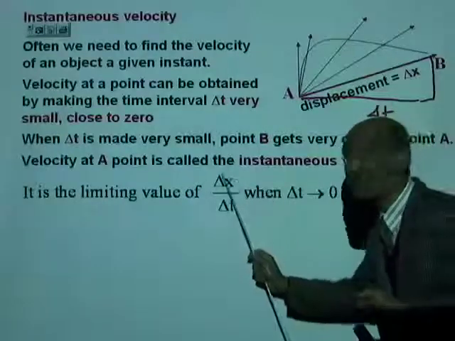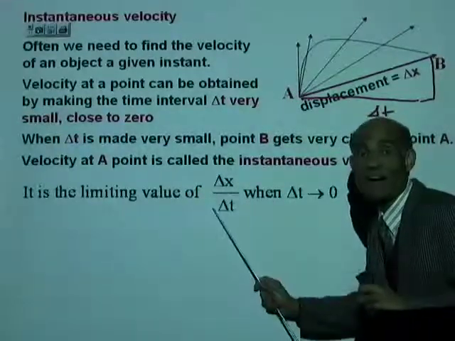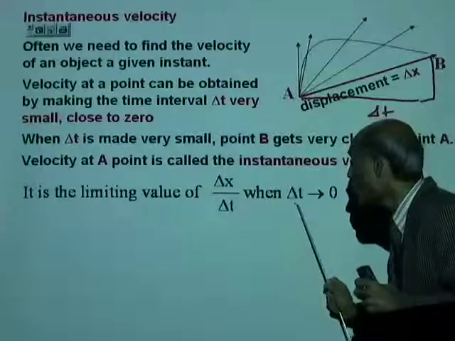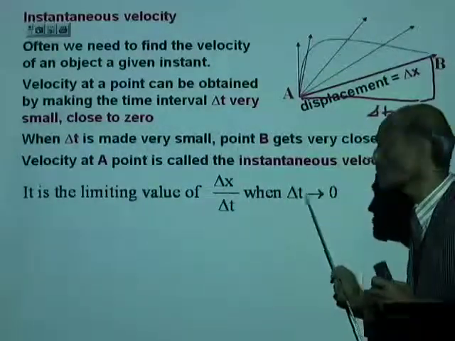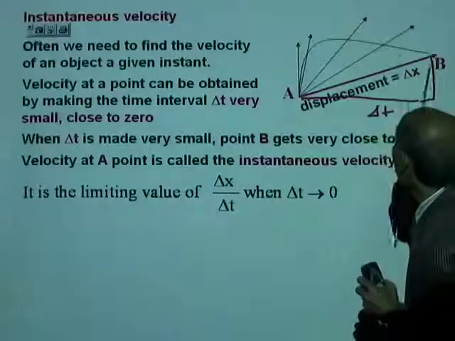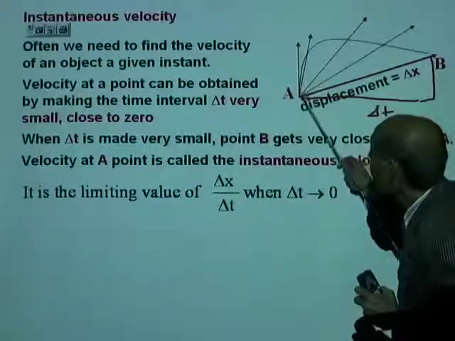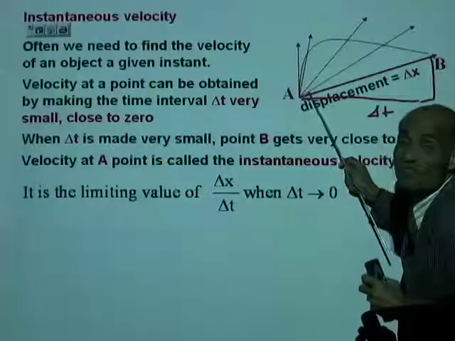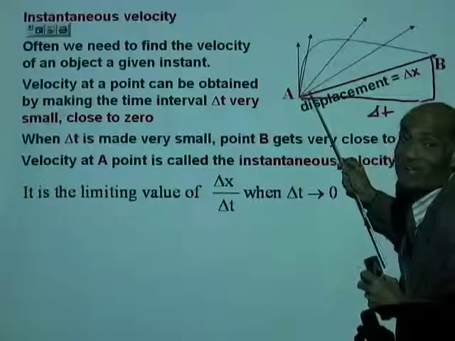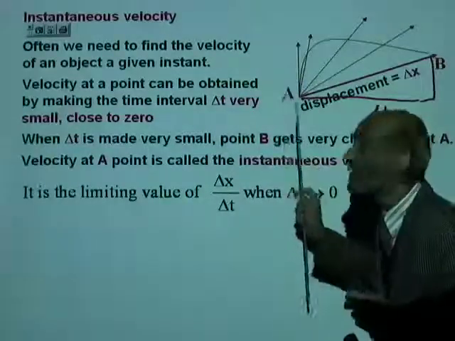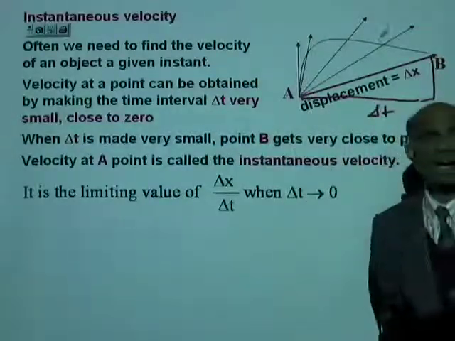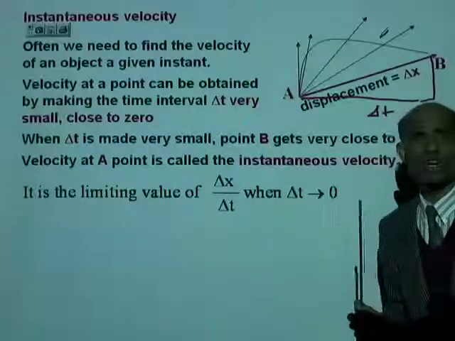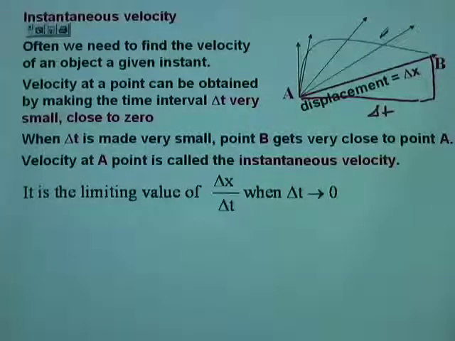And it is a measure of delta x divided by delta t when delta t approaches 0. When delta t approaches 0, point B almost comes and joins with point A. And the velocity at point A then is the slope of the tangent line. I hope you understand that concept. It's very important to understand that concept. Alright, let's move on.